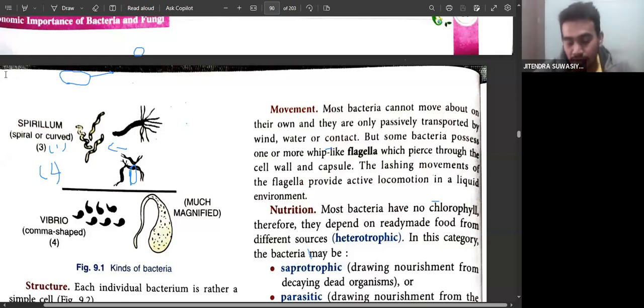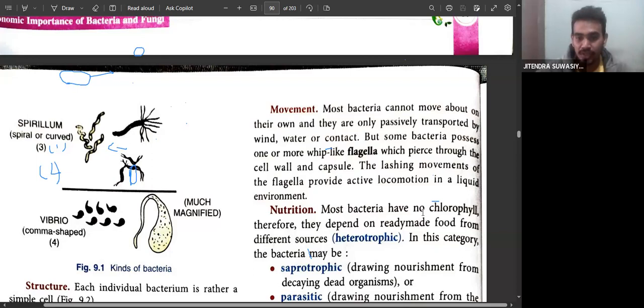And this is how we eat. After that digestion happens, then glucose forms, then glycolysis happens, and ATP is generated. And we can say this is our mode of nutrition. But how do bacteria consume food, how do they derive nutrition?